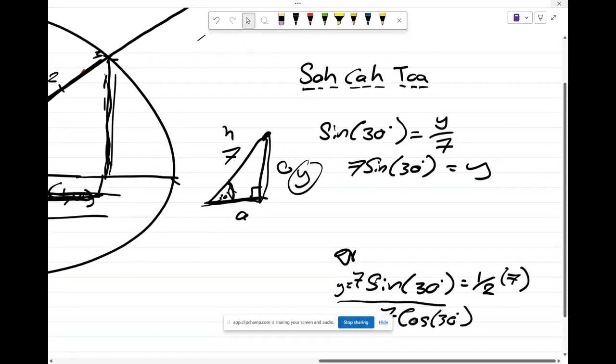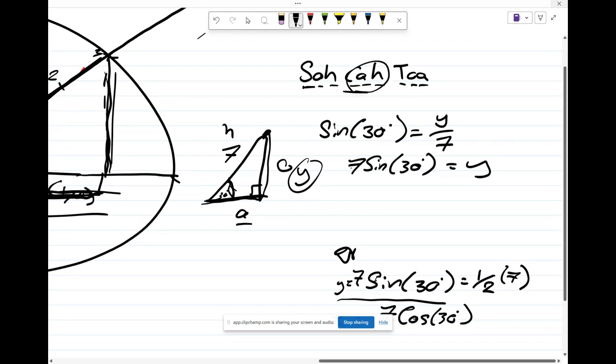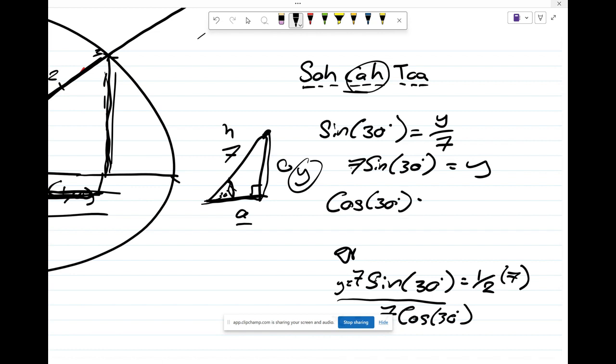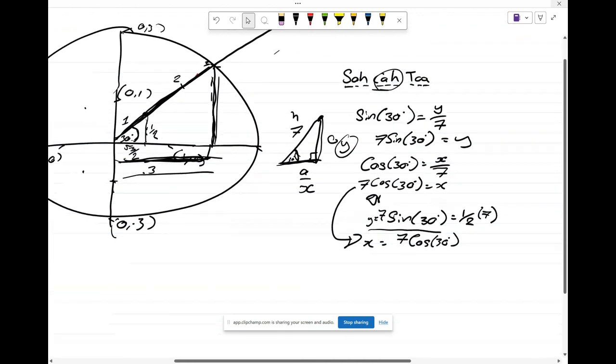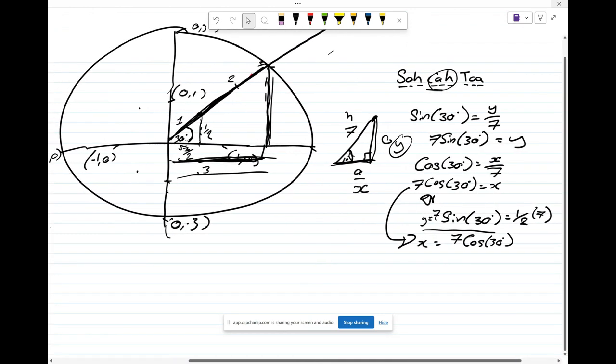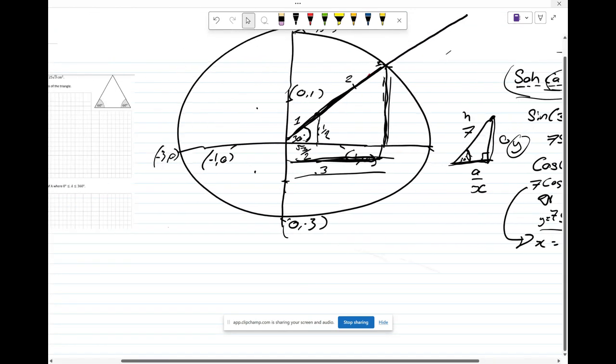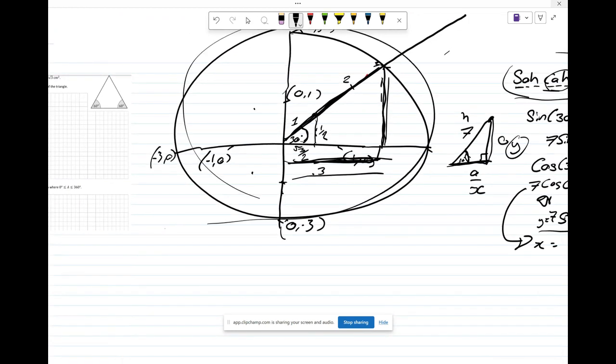And same thing, if we wanted to find x, we use cos 30 degrees is equal to x over the hypotenuse, which is 7. We multiply across by the 7, and that'll give us 7 cos 30 degrees is equal to x, which is exactly what I had before. So this should all make sense with what we learned before, but in third year they just don't tell you where it comes from, and where it comes from is the unit circle.